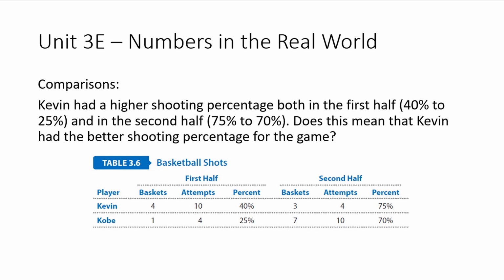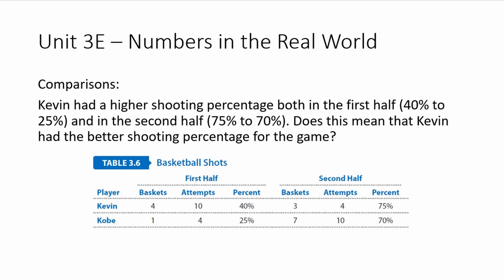Numbers in the real world. Comparisons. Kevin had a higher shooting percentage in both the first half, 40% to 25%, and in the second half, 75% to 70%. Does this mean that Kevin had a higher or better shooting percentage for the game? Let's look at the table. We have 3 rows and 7 columns. The first column states the player, and it has Kevin below that and Kobe.